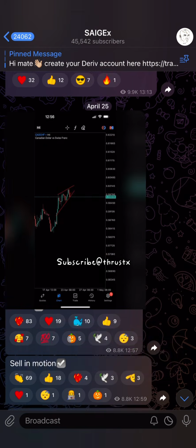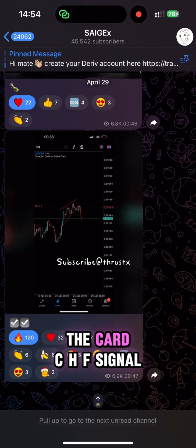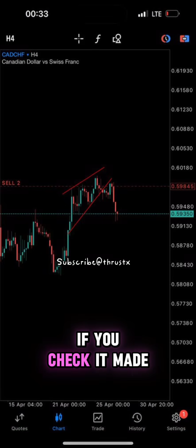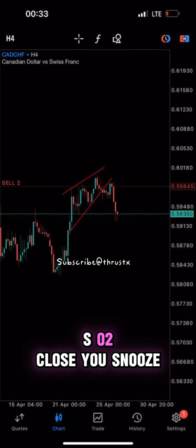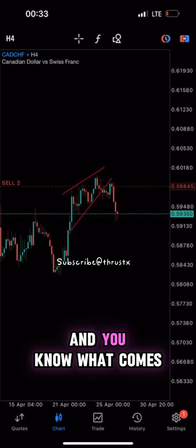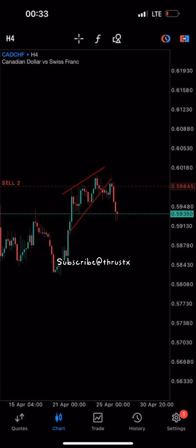So this is exactly what happened here with the CAD/CHF signal. If you check, it made a pullback. So if you put your SL too close, you snooze. And you know what comes after that.